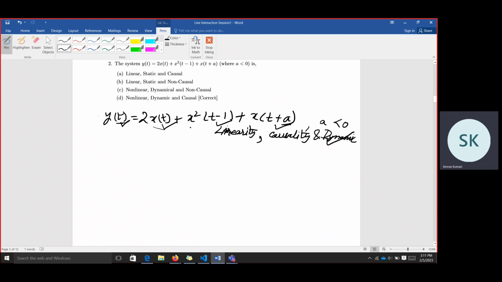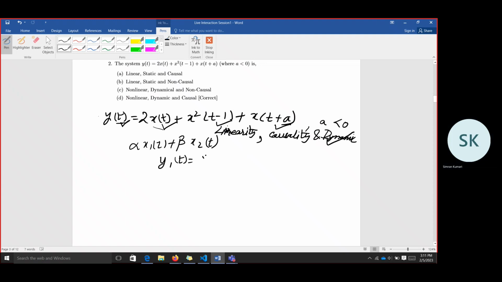Now coming to linearity and non-linearity. So obviously, if we apply alpha x1(t) plus beta x2(t) as input, so see y1(t) equal to, suppose we apply just x1(t).